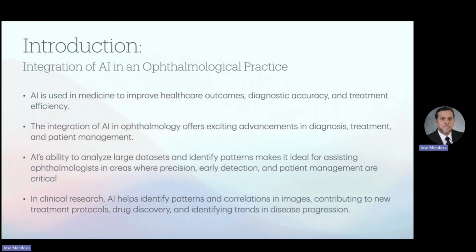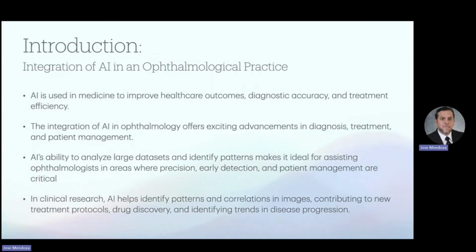We use a lot of images. We have a lot of different diagnostic tools that artificial intelligence could help us work with. In clinical research, also, it helps identify patterns and correlations in images, contributing to new treatments, protocols, drug discoveries, and identifying trends in disease progression. We are looking at some new imaging techniques like OCTA and foveal avascular zone for Alzheimer's disease, not only ophthalmological disease.